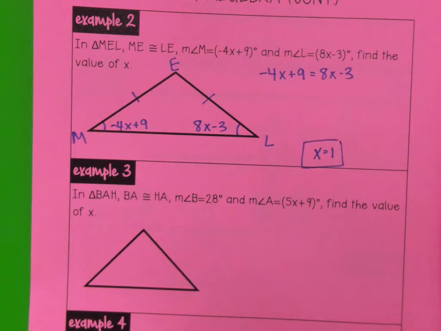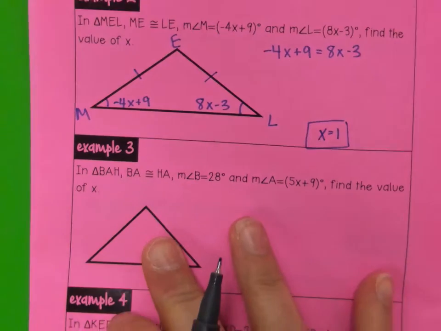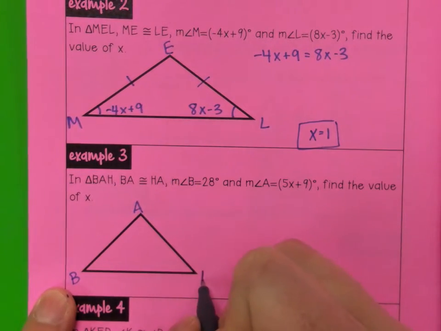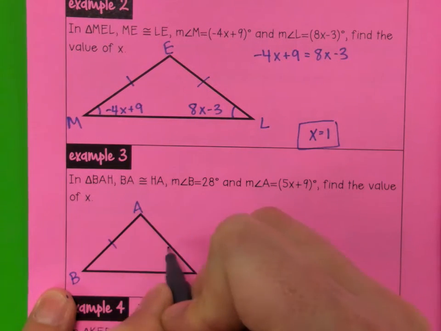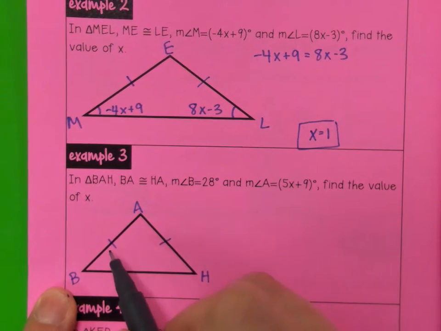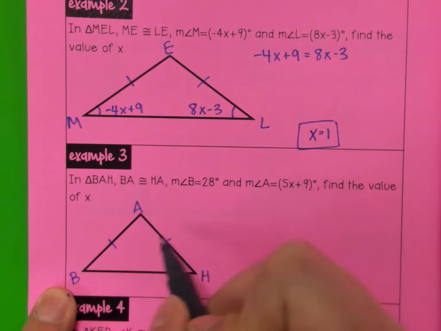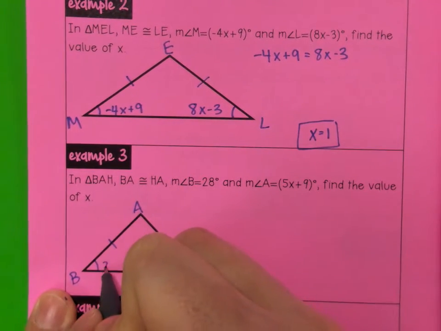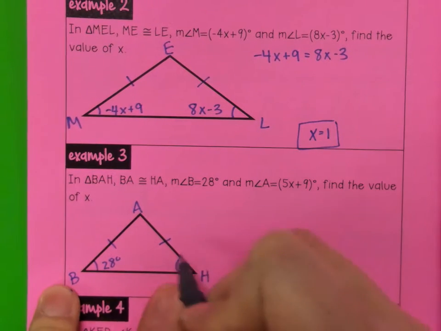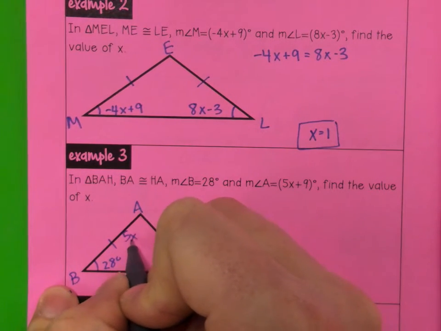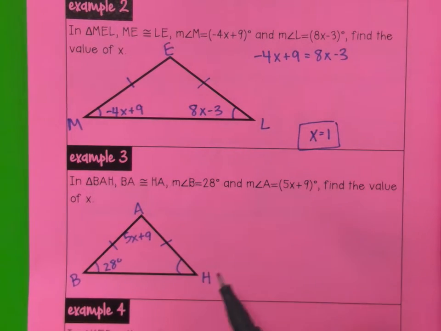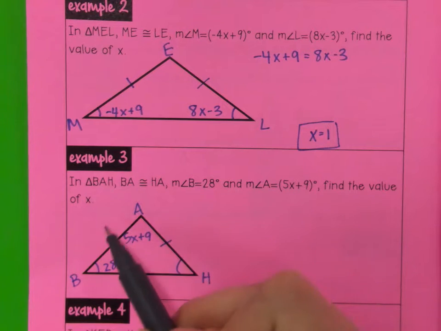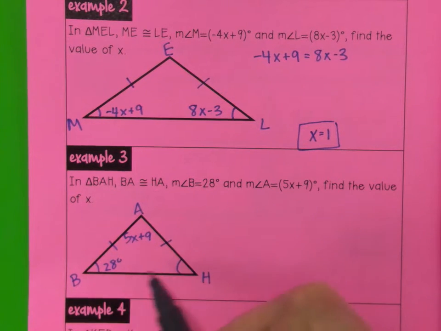All right, this guy, we're going to label it as B A, and then A, that's a congruent side. We're going to mark them congruent. If your sides are congruent, then your angles are congruent. We're going to label this guy as 28, this guy as 5x plus 9. This one is different because our x is in our vertex angle up here, it's not in our congruent angles.